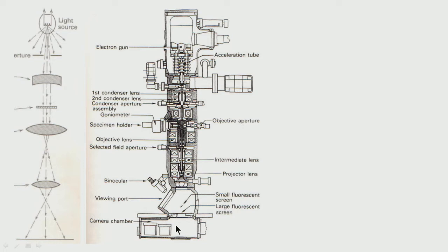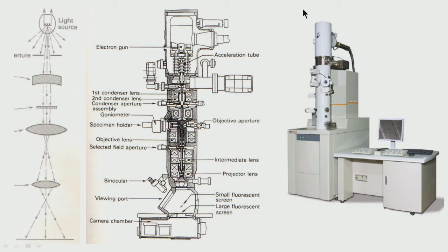Then we can have a camera here or a CCD camera, with which we can record it. This is just a photograph of a conventional transmission electron microscope, how it looks. In this microscope, this is the gun part. We have condenser lenses here. Then this is where the sample is introduced, the objective.